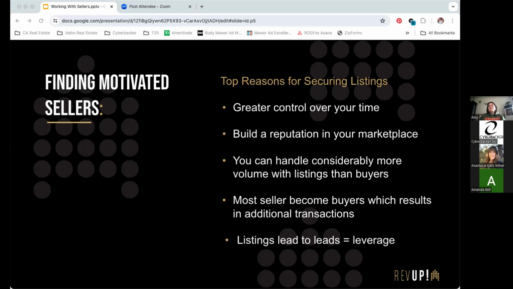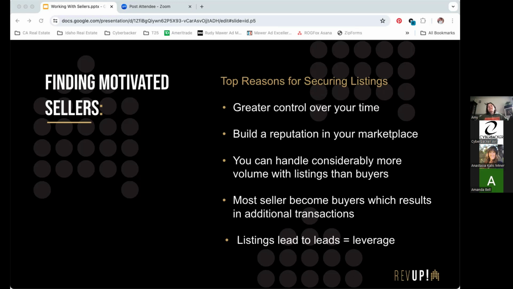It is also going to help you build a reputation in your marketplace. You've got signs in the yard. You can go door knock around your listings. People are seeing your face. They're making that correlation. So it's helping to build that reputation. You can handle considerably more volume with listings than with buyers. We just talked about this. They take less time. You've got more time to handle more transactions all at the same time.